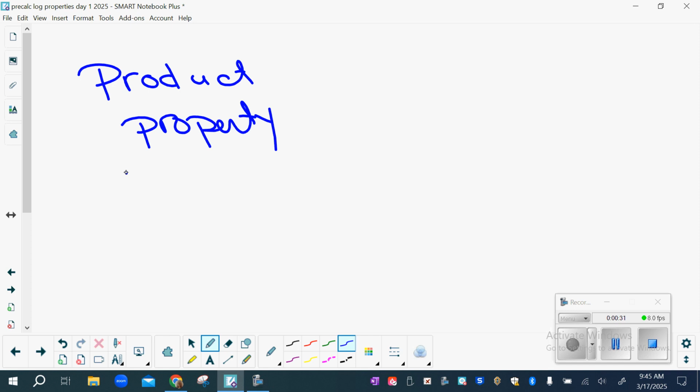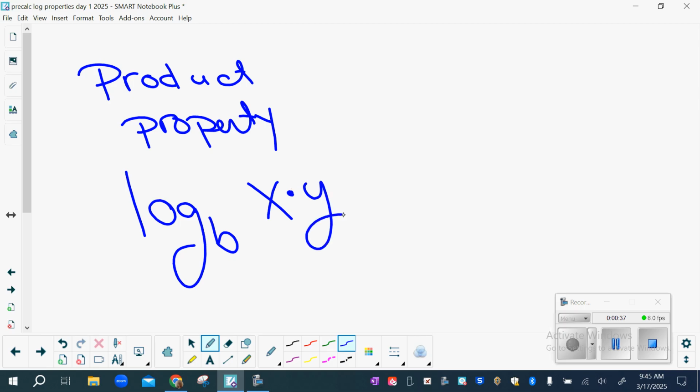So here's what we got. We're going to say log base b of x times y. This is called the condensed version. It has one word. The word log is written just one time. We're going to remember how to spread this guy out. It's called expanding it. And when we do that, we're going to write it with the word log many times.